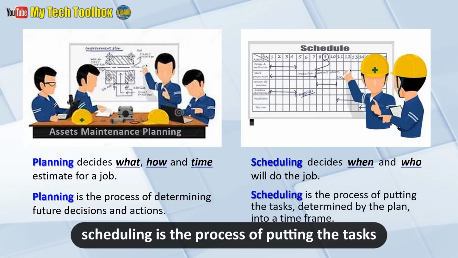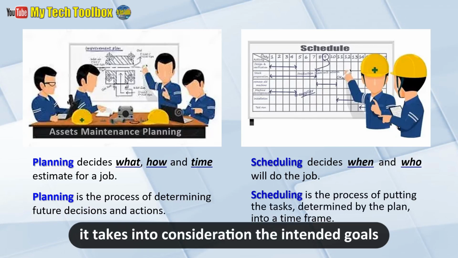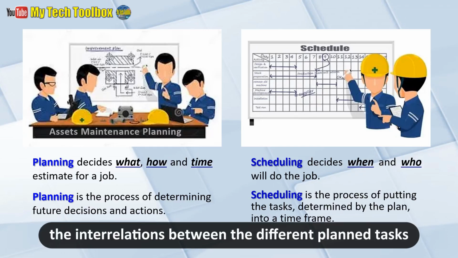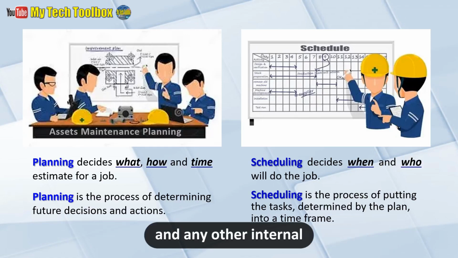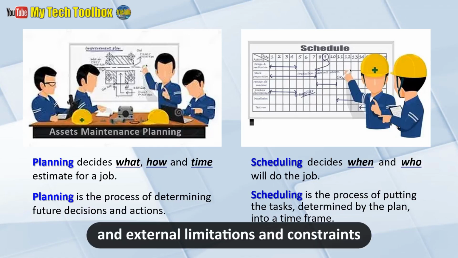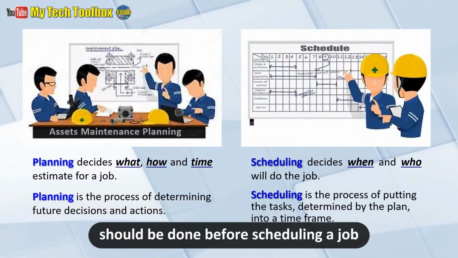Scheduling is the process of putting the tasks, determined by the plan, into a time frame. It takes into consideration the intended goals, the interrelations between the different planned tasks, the availability of resources, overtime, and any other internal and external limitations and constraints. Planning of a job should be done before scheduling a job.